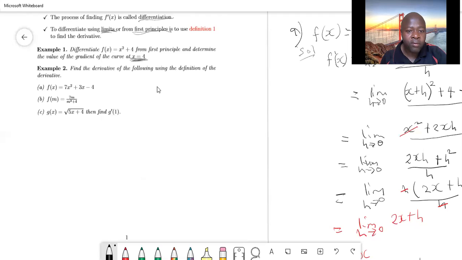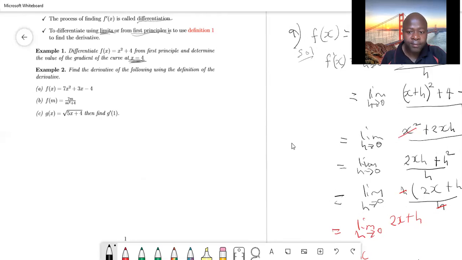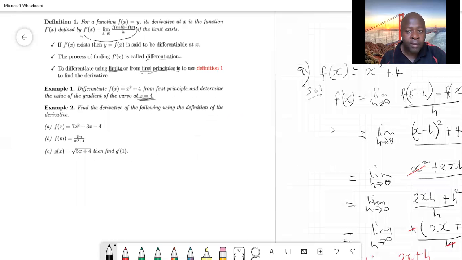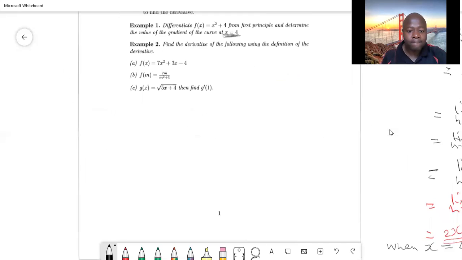Find the derivative of the following using the definition of derivative. So again, we are using the same definition. Let's just see what our definition was again. This was our definition of derivative, so that is what we are using again to do example 2. So let's do it at the bottom here. Example 2a.